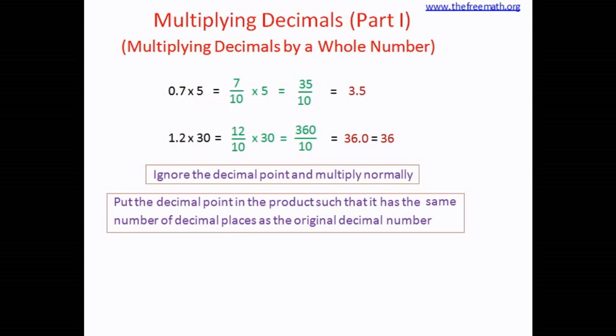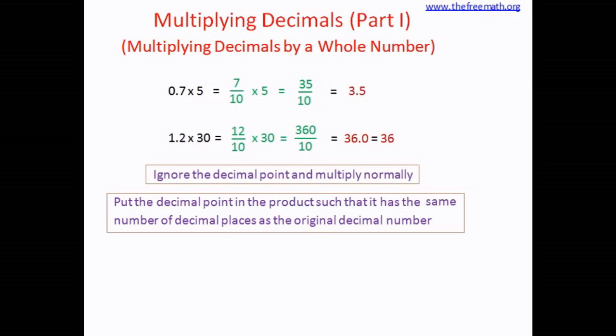How do we do that? We count the number of decimal places in the original decimal number, the one you multiplied. So in the first example, the number of decimal places in 0.7 is equal to 1. When we put the decimal point in the answer, in the product, we make sure that it has the same number of decimal places as the decimal you multiplied. That means in 35, we put the decimal point in such a manner that it would also have one decimal place. That means the answer would be 3.5.